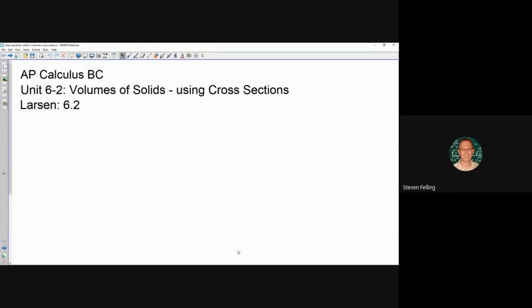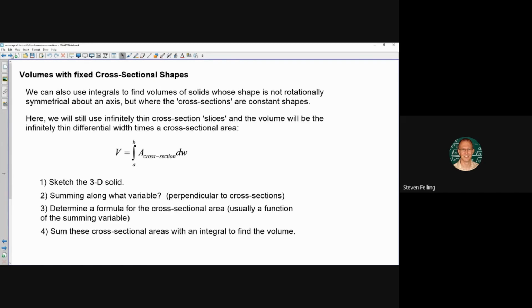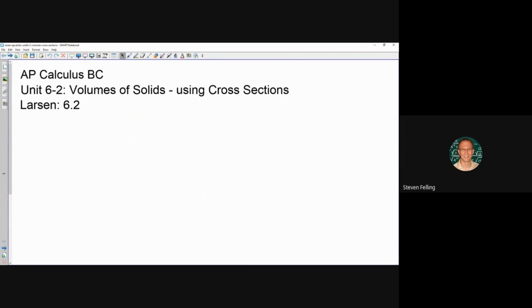All right, this video is going to be about volumes of solids, but this time not solids of revolution, solids using cross sections. This will be a different kind of solid than the solids that we've seen so far. In fact, let's review what we know so far about volumes of solids. So far, we've been working just with solids of revolution.